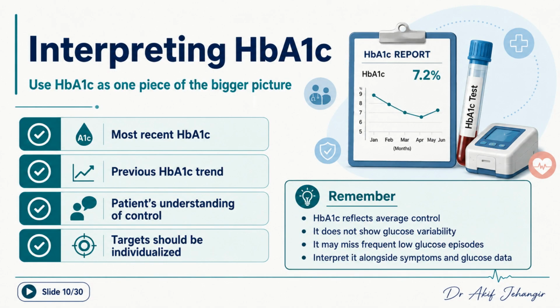Then, interpret the HbA1c carefully. It gives you average control, but it does not show glucose variability. A patient may have a high HbA1c and still be having frequent low glucose episodes, so always interpret HbA1c with symptoms, glucose records, and treatment history.